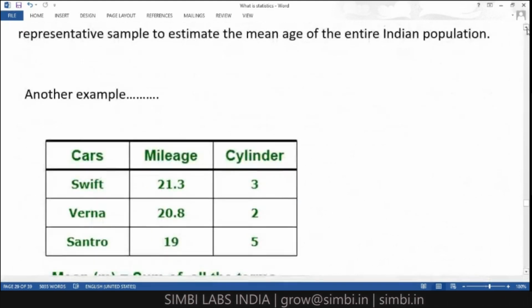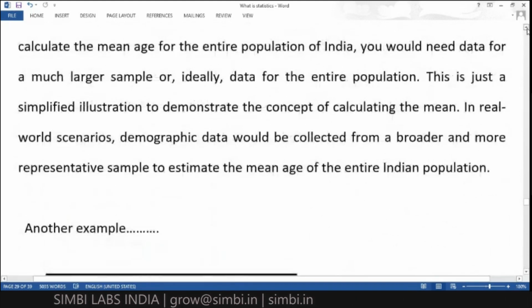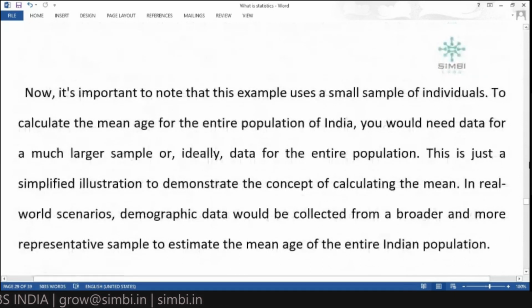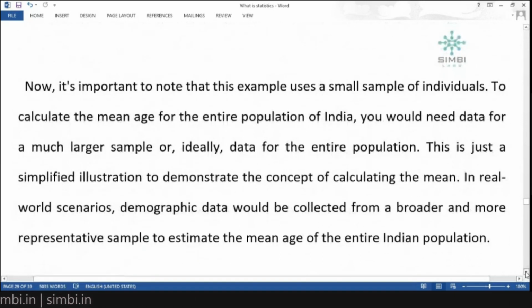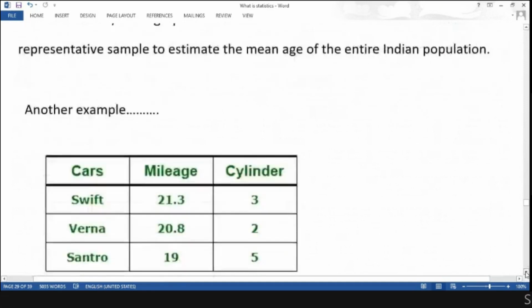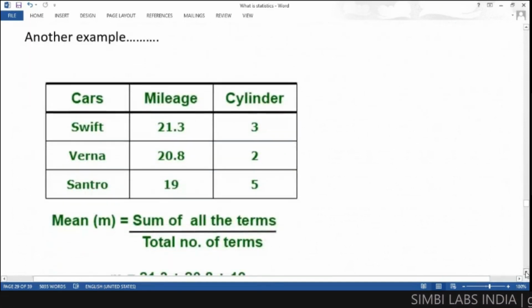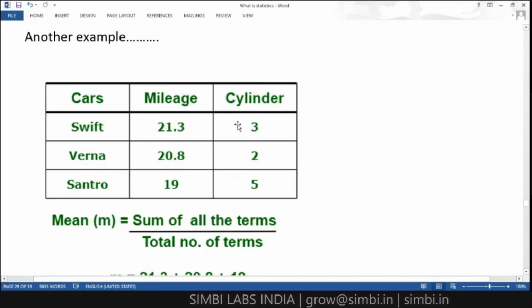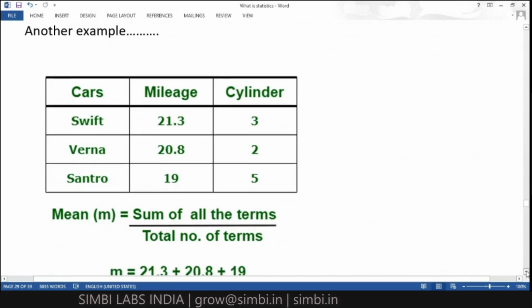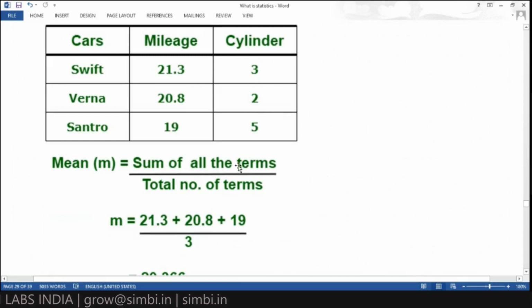Another example, a simple example we can see. I think most of the people will connect with this example. We can see the cars. We have Swift, Verna, Santro cars, and that mileage is this much and the cylinder is this much. So the formula is, we know, sum of all terms divided by total number of terms. So we want to calculate the mileage of the cars.